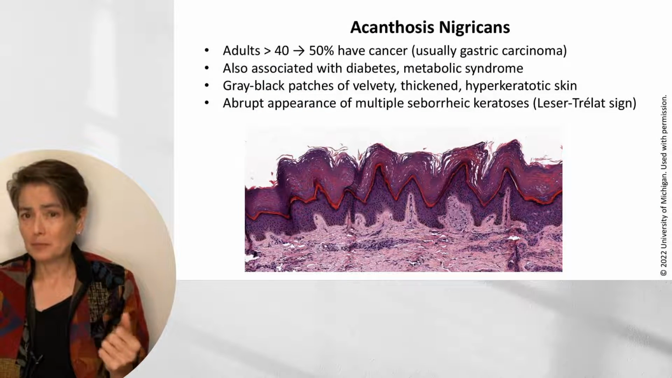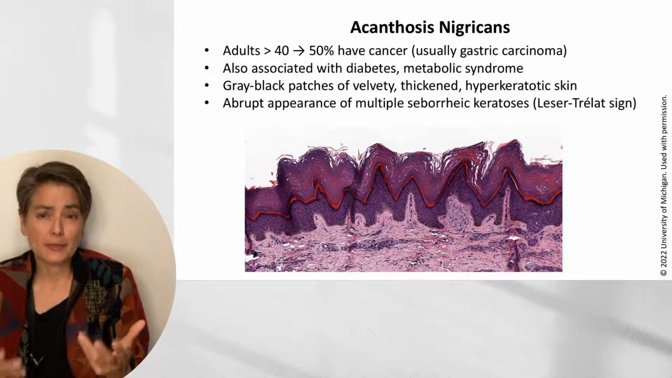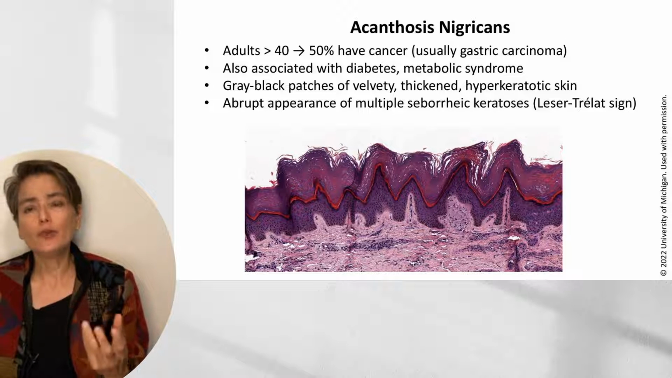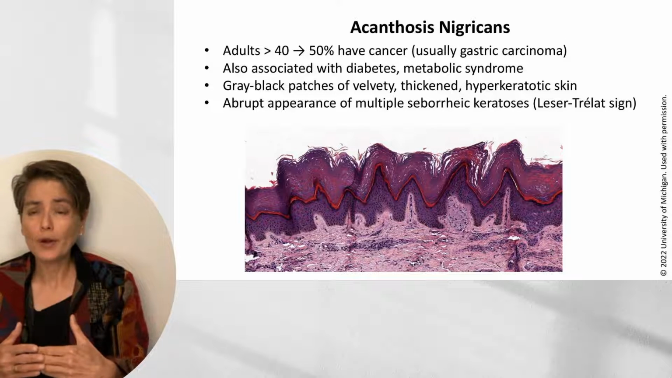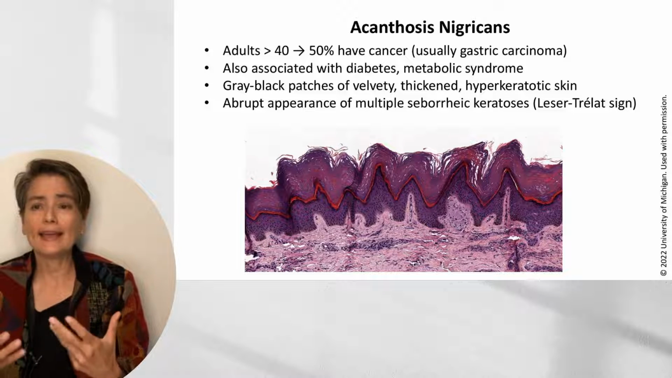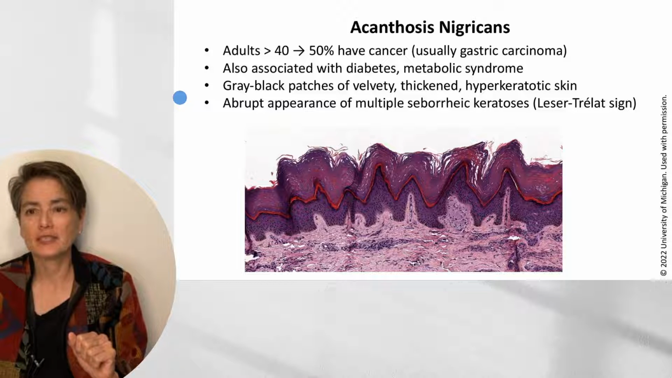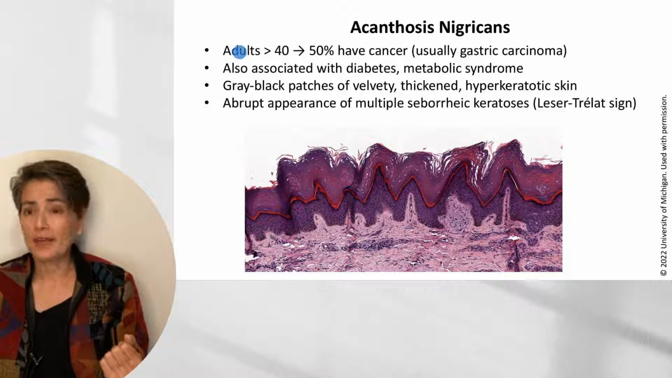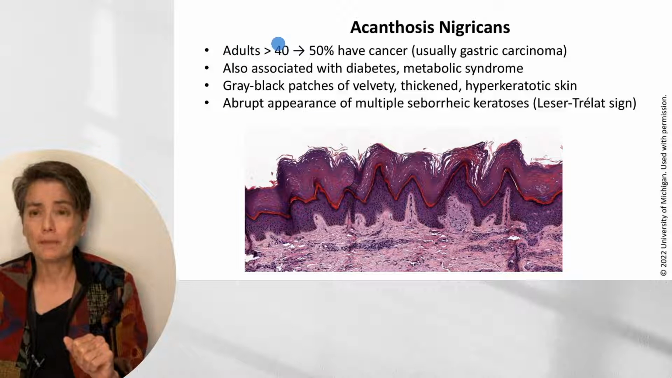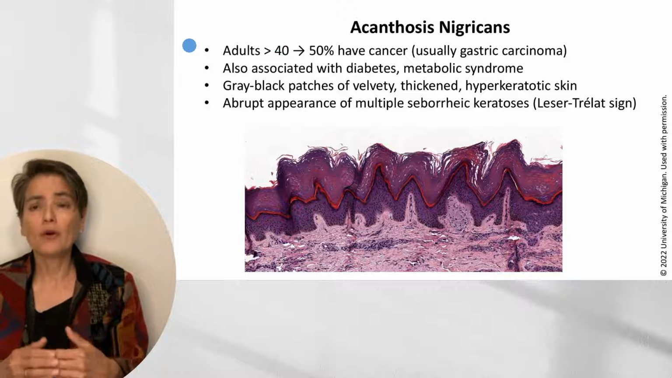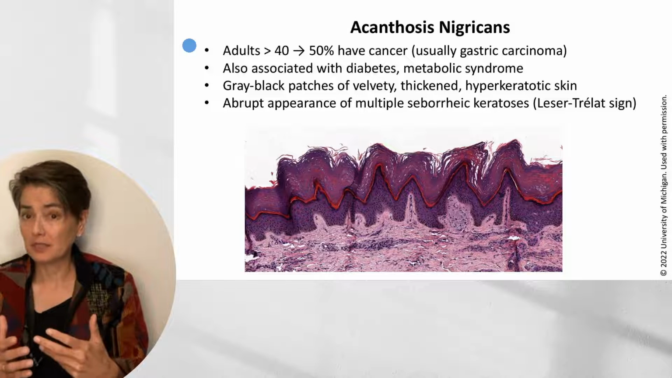So why is this important? Why am I already spending the time on this? Because if you have an adult patient over the age of 40 and they present with this acanthosis nigricans, which is characterized by gray, black to hyperpigmented patches of velvety, thickened, hyperkeratotic skin, 50% of them will have cancer, usually a gastric carcinoma.